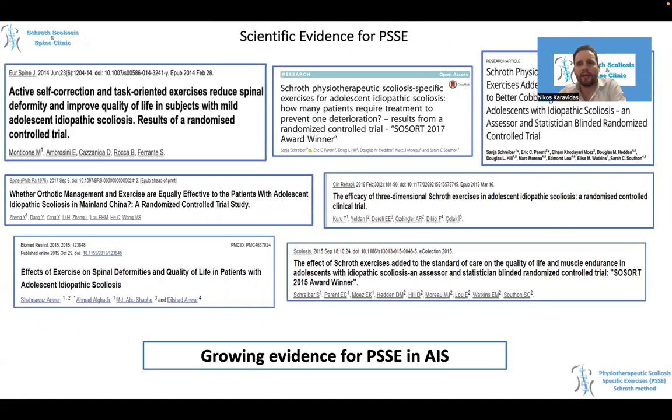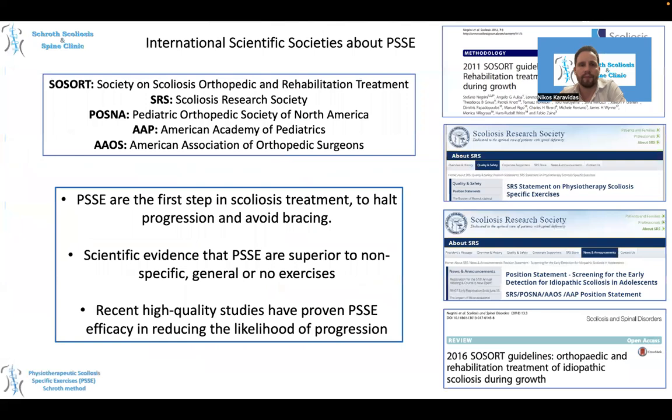Now, let's take a look at the scientific evidence behind scoliosis-specific exercises. As I explained before in this presentation, this term was introduced approximately 10 years ago. And from that point on, we had a lot of scientific evidence, many high-quality studies, randomized controlled trials that prove the effectiveness of scoliosis-specific exercises. So we have growing evidence for that.